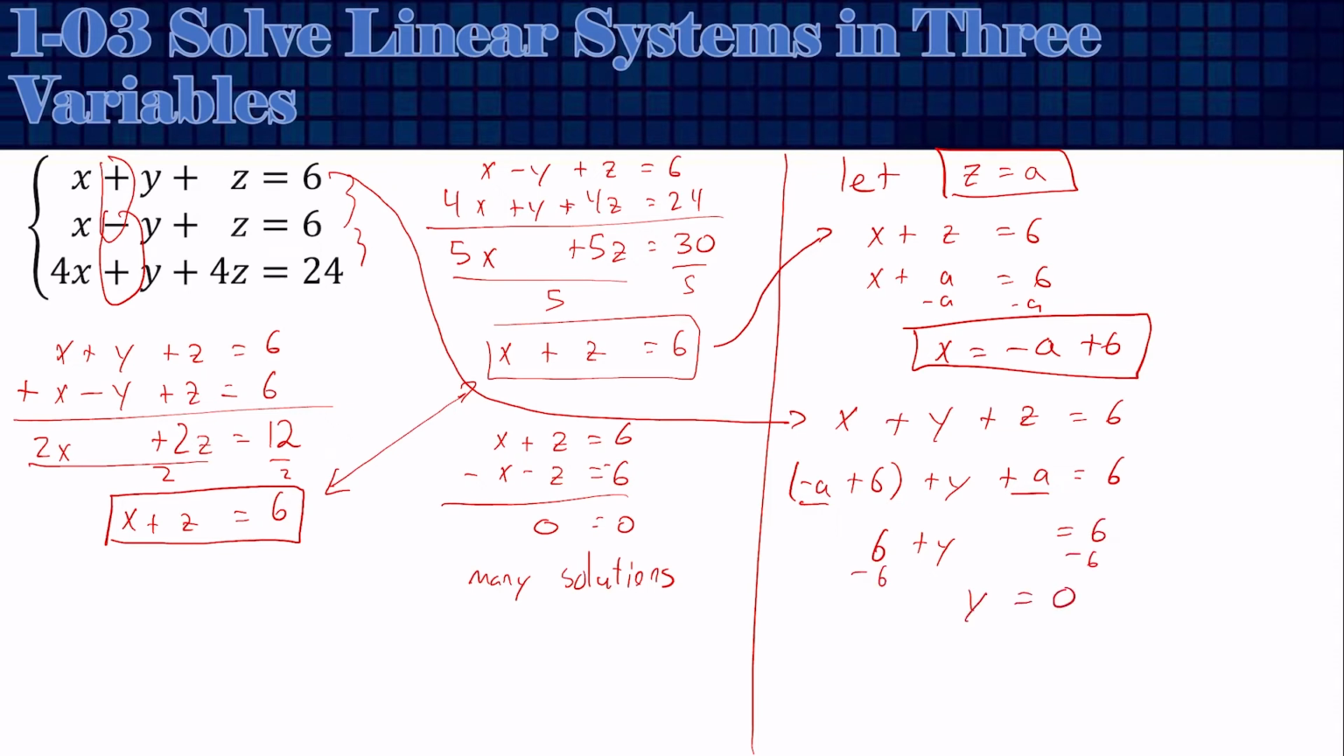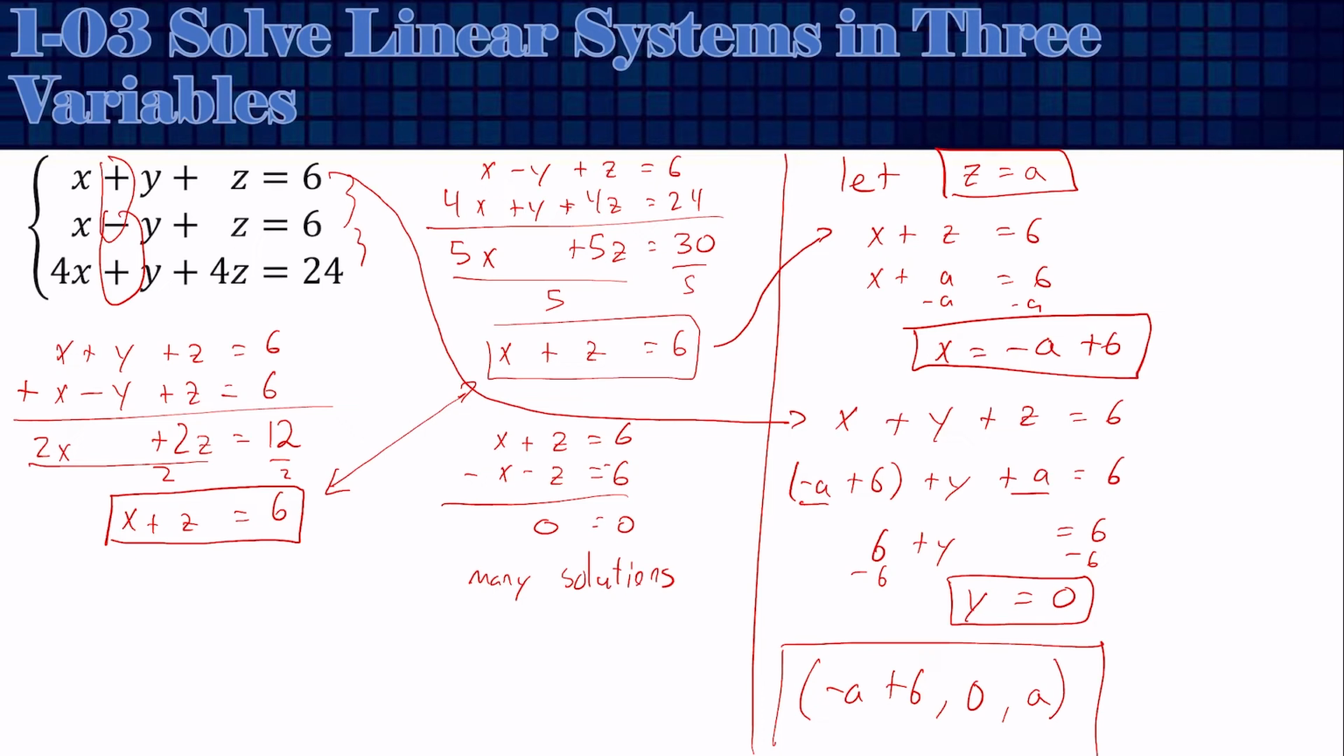So it looks like y is 0. So our answer is x, y, z. And that's our answer. See, what happens is no matter what number we plug in for a, we'll get a point along the line where the planes intersect. So if we put a 0 for a, I'll get 6, 0, 0.